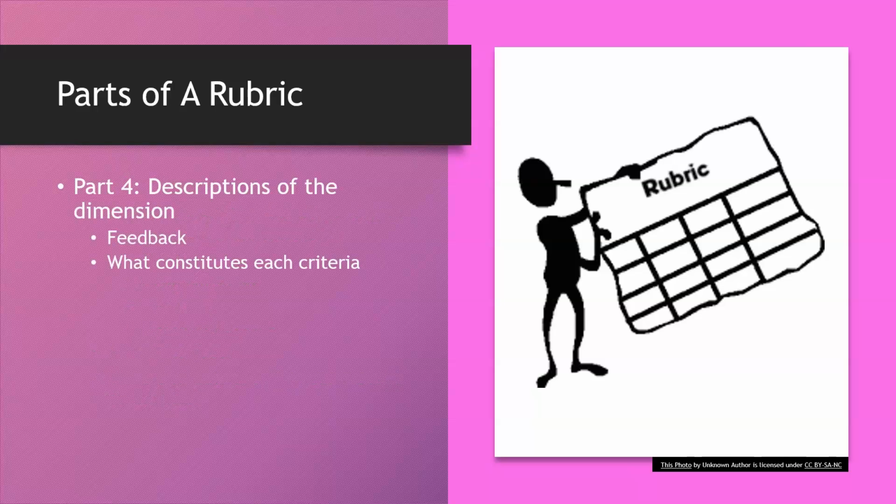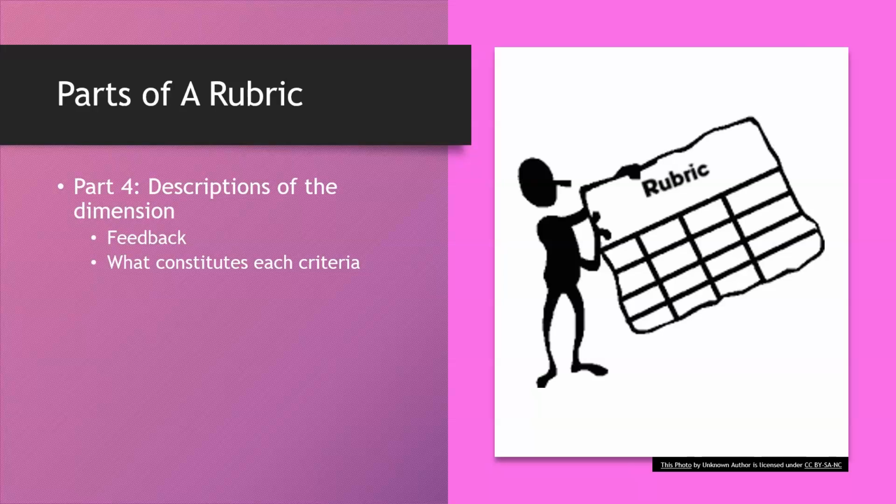And that's where the descriptions of the dimensions come in. So this is where the students actually get their feedback. So what constitutes each criteria? What is it that you want them to know how to earn full points on each of those criteria that you have listed? So then this is where you put in the descriptions of each of the dimensions.